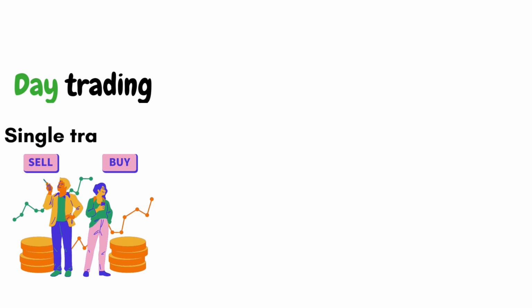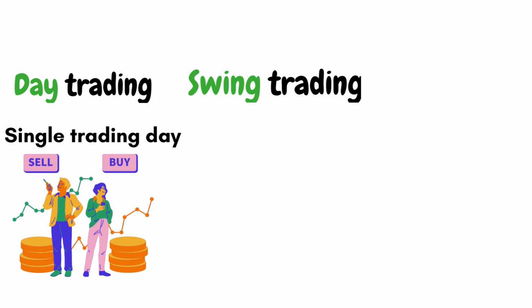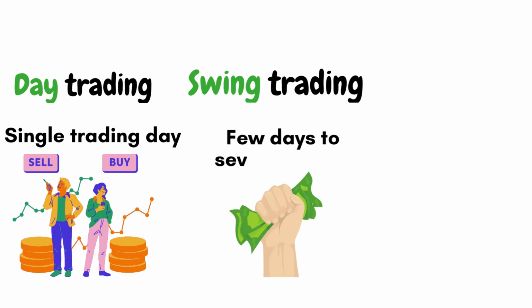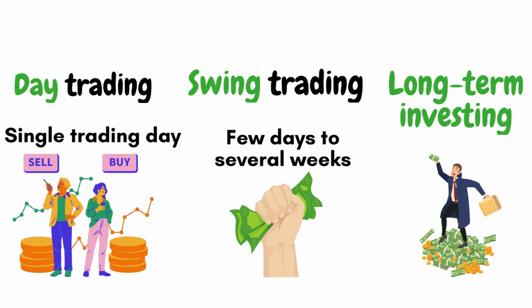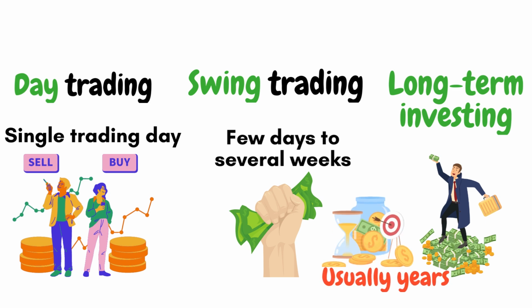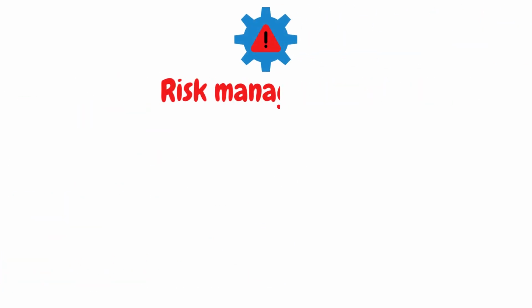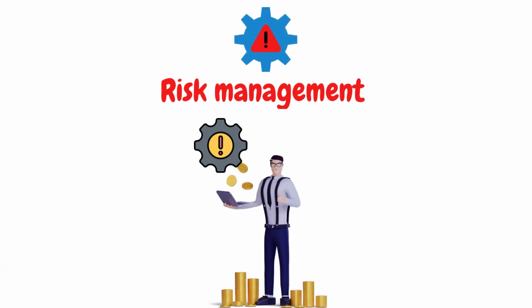Day trading involves buying and selling assets within a single trading day, while swing trading involves holding assets for a few days to several weeks. Long-term investing, on the other hand, focuses on holding assets for an extended period, usually years, to capitalize on potential long-term growth. Risk management is a crucial aspect of trading for beginners.